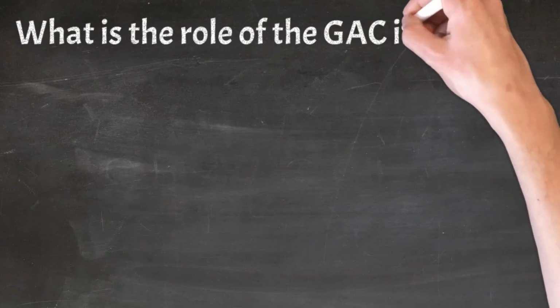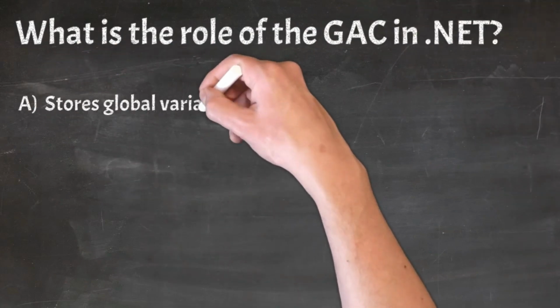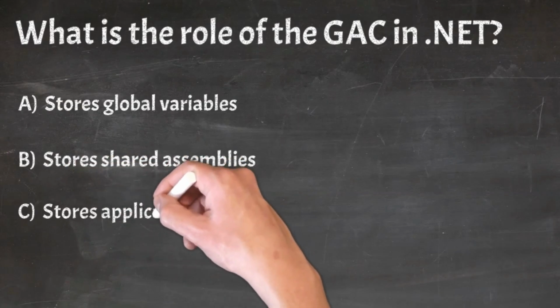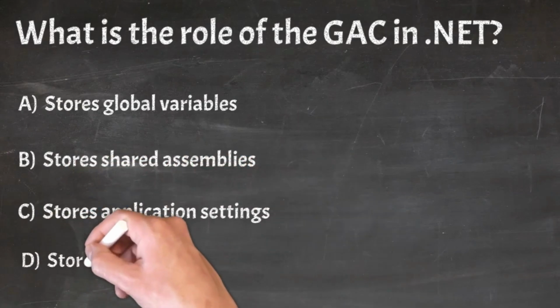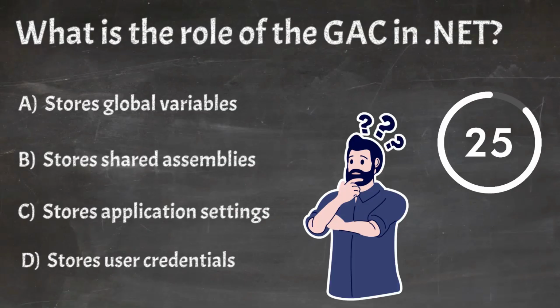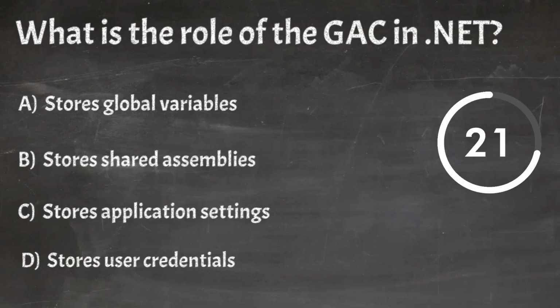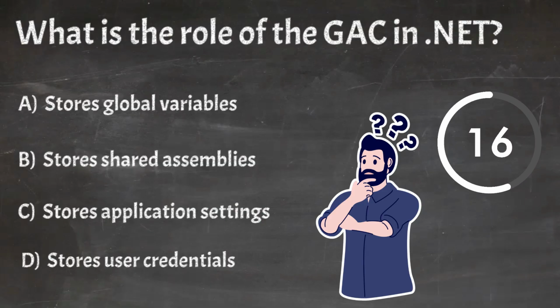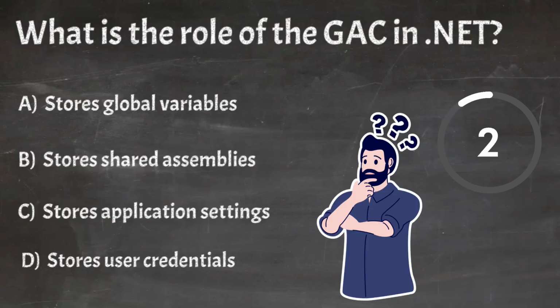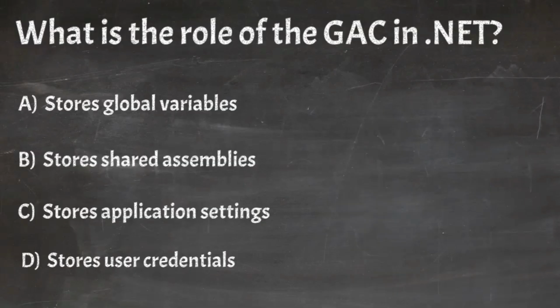Question 22. What is the role of the GAC in .NET? A. Stores global variables. B. Stores shared assemblies. C. Stores application settings. D. Stores user credentials. Correct answer B. Stores shared assemblies.